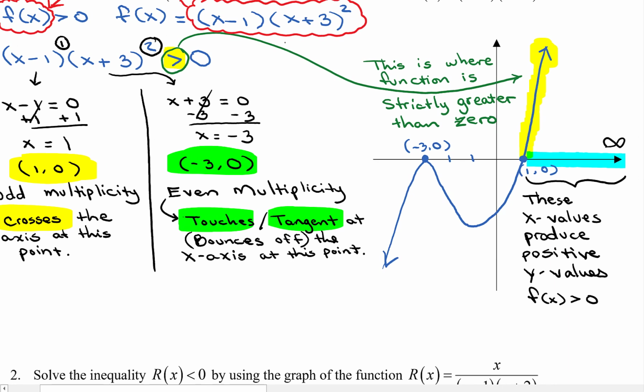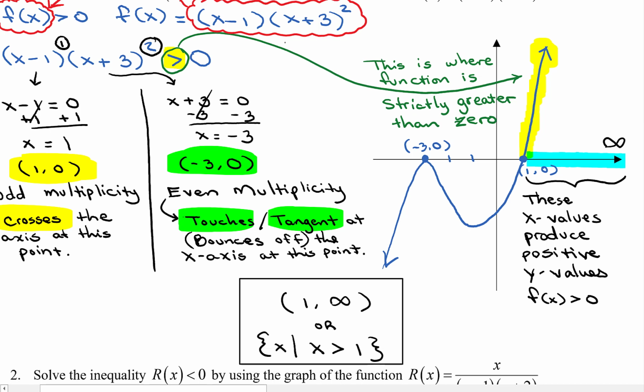So I'm going to write down my answer now. My answer is going to be the open interval from 1 to infinity. All of those x values will produce positive y values. Or I could say the set of all x such that x is strictly greater than 1. So that would be my answer for number 1.